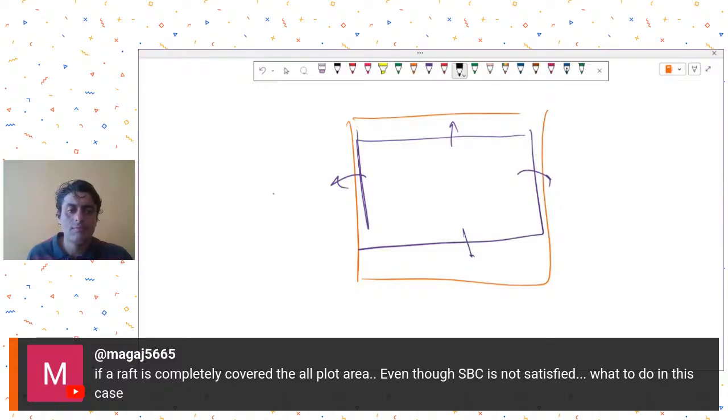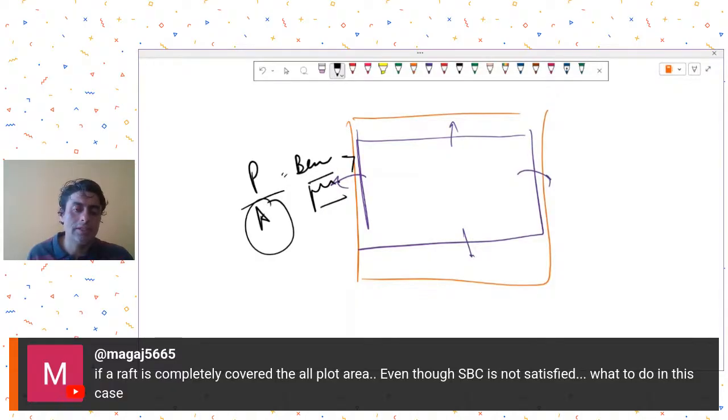So basically your total load upon total area is the bearing pressure, and because your total area is restricted, you cannot increase the area any further. If your bearing pressure exceeds SBC, what to do? Because you cannot reduce the load and you cannot increase the area. What to do in such cases?